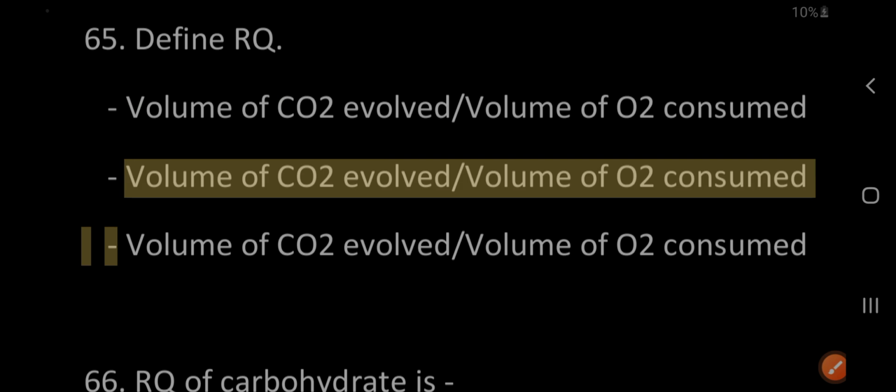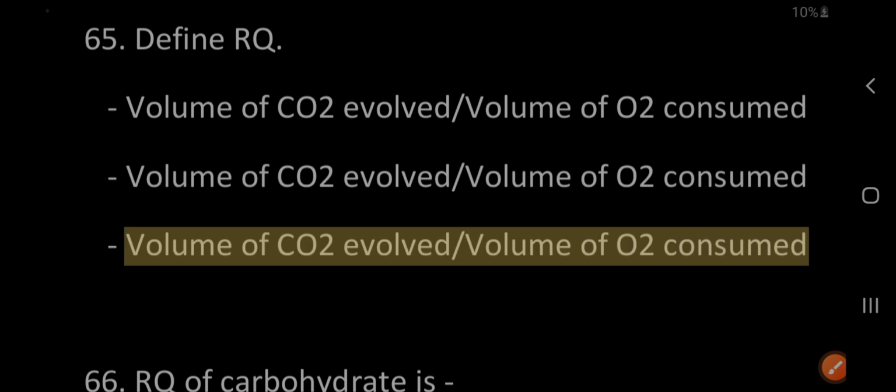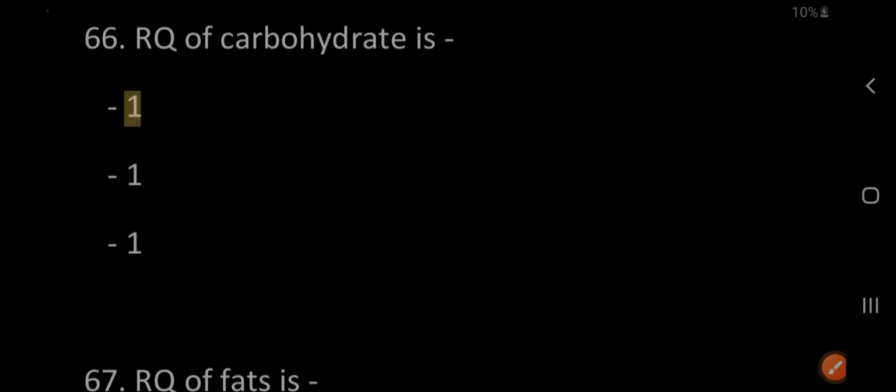66. RQ of carbohydrate is 1. 67. RQ of fats is less than 1. 68. RQ of tripalmitin is 0.7. 69. RQ of protein is about 0.9. 70. Pure proteins or fats are never used as respiratory substrates. True or false? True.